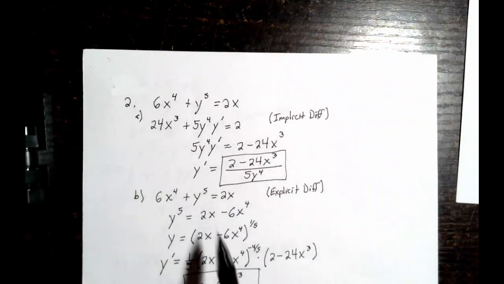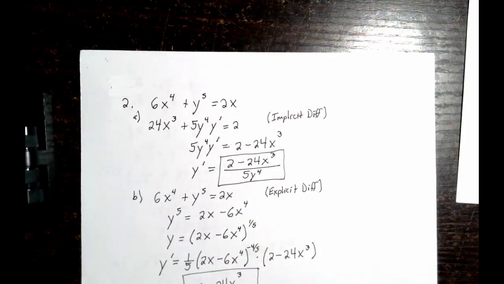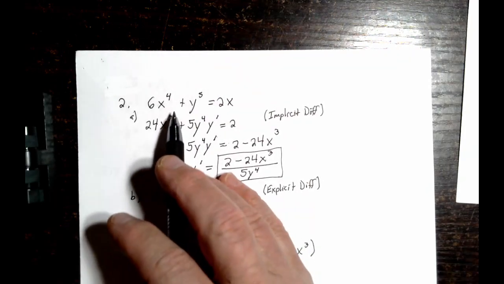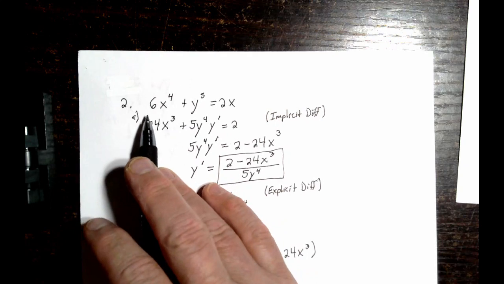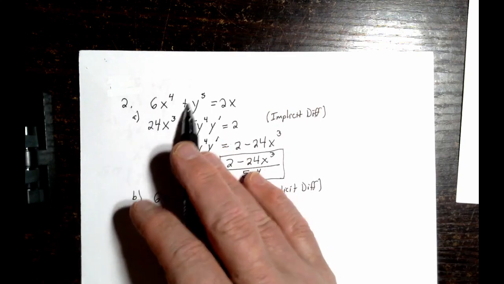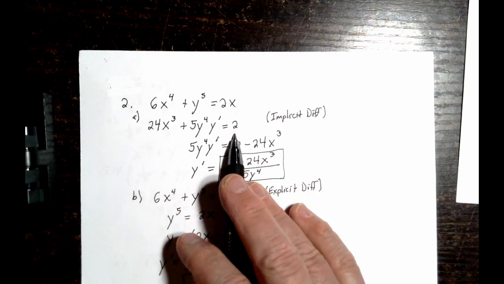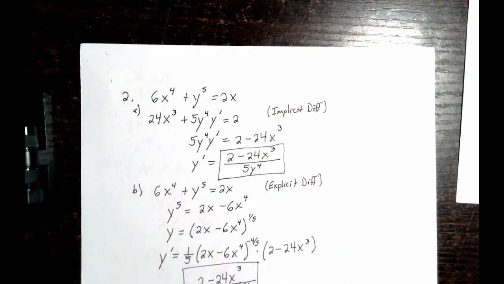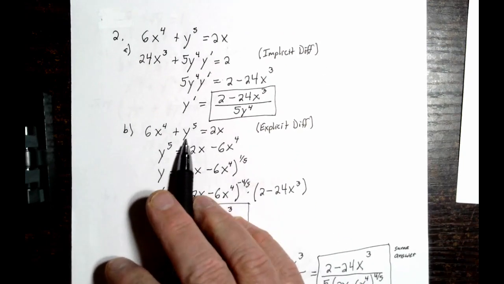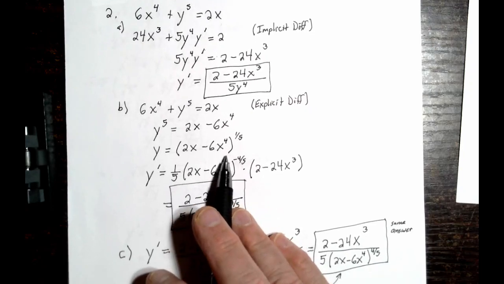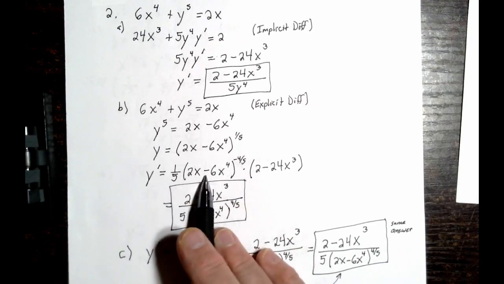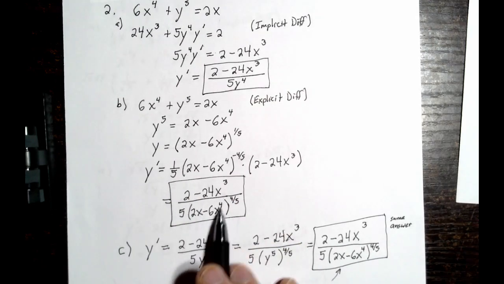Question 2 asks you to do implicit, explicit, and then compare answers. So 6x to the 4th is 24x to the 3rd, 5x to the 4th y prime, and 2x is just 2. And now you can solve this for y prime and you get your answer there. Now here if you solve this for y, you get this, and now you can do an explicit differentiation and you get this guy here.